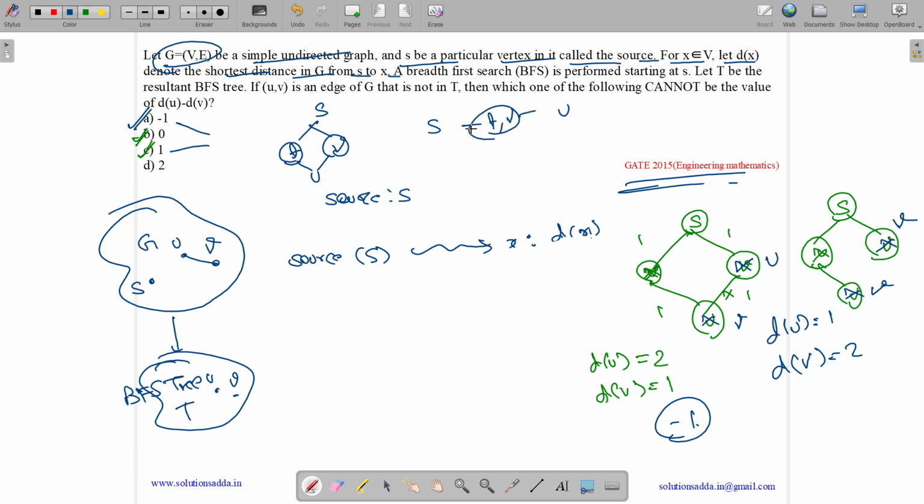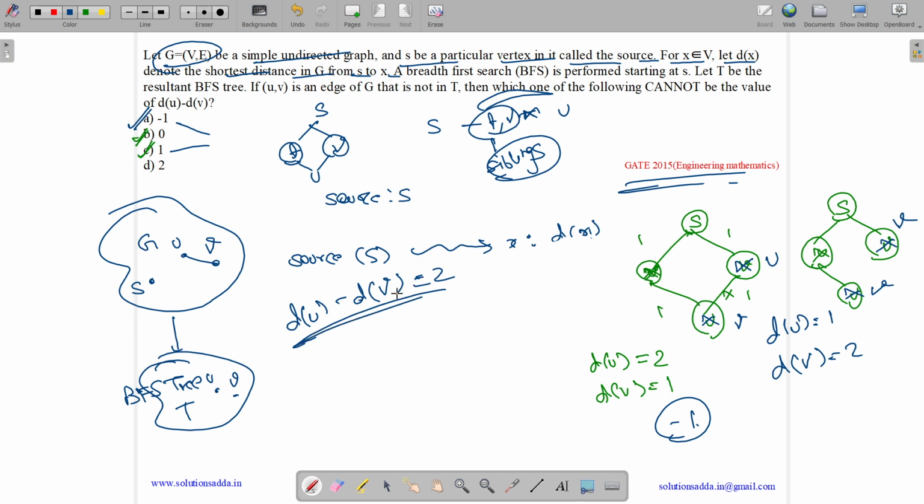Okay. And both T and V must be siblings, which means they have the same distance from S, causing TU to be in the BFS tree and not UV. So TU will be there and not UV. Okay. Now, what is du minus dv equals to 2? Will this case occur or not?